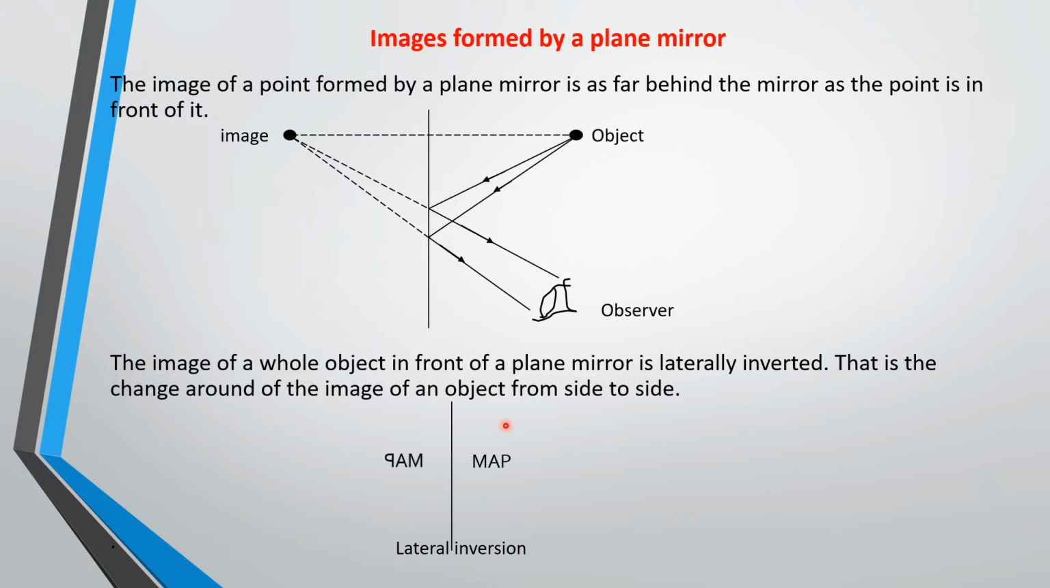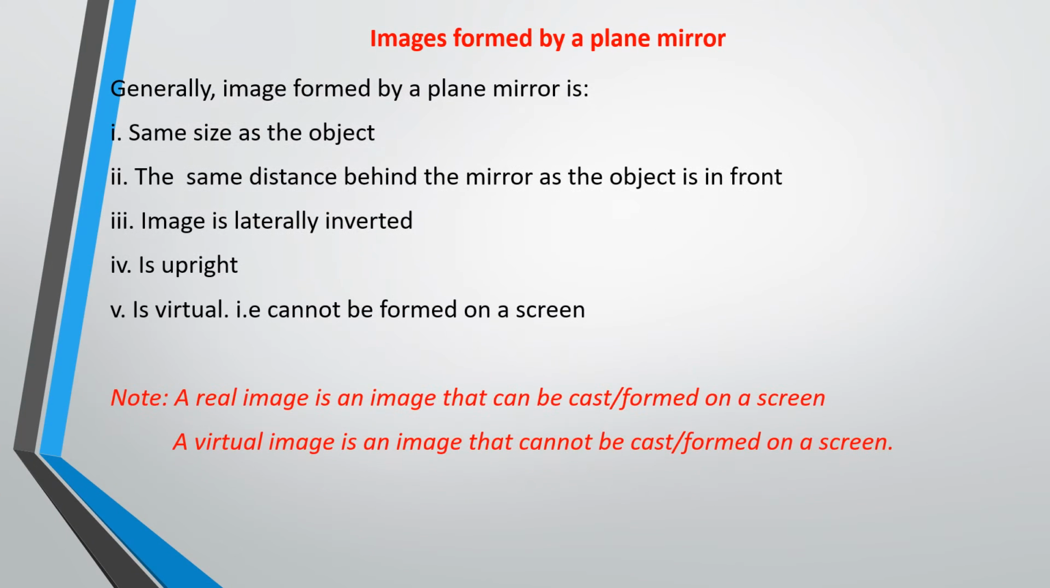So these are some of the characteristics of the image formed by the plane mirror. The image is formed at the same distance as the object is in front. Then the image is laterally inverted. Generally speaking, for an image formed by a plane mirror, the image has the same size as the object. That is one. The image has the same distance behind the mirror as the object is in front. The image is laterally inverted.